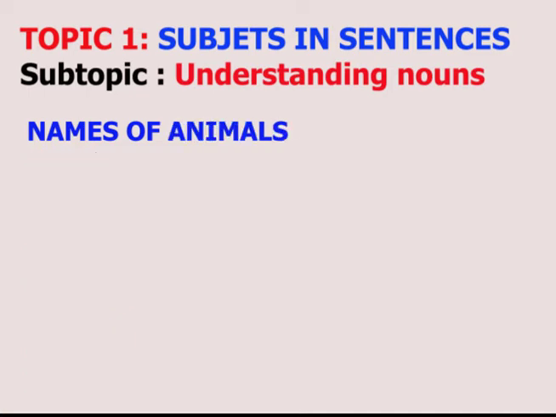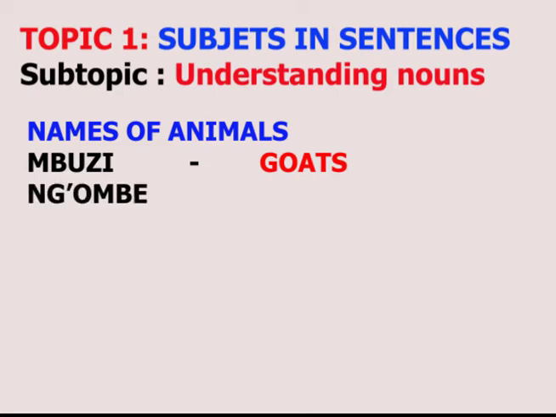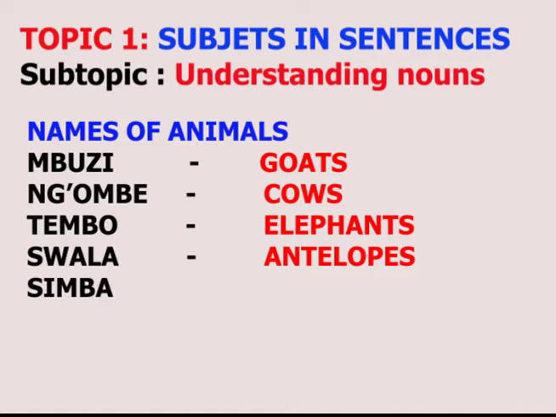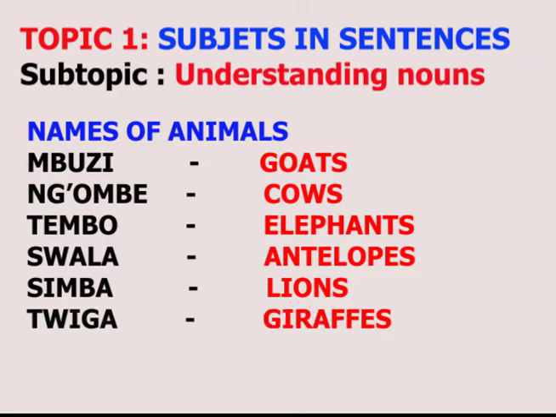For example, in Swahili we have an animal named mbuzi, which in English is goats. Another name of an animal is ng'ombe, which in English is known as cows. And then we have tembo, which is elephants. Here we are also talking of swala in Swahili, which in English is popularly known as antelopes. We have simba, which in English is lions. And then we have twiga, which in English is giraffes.